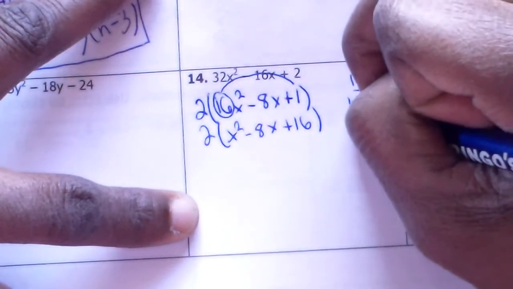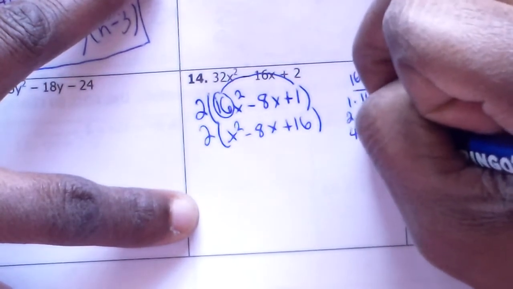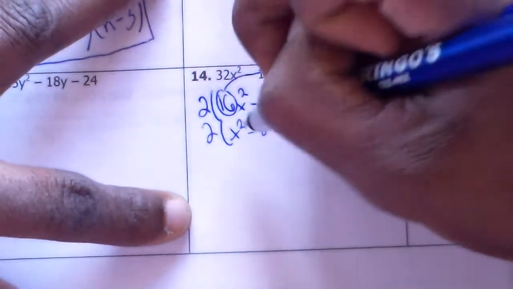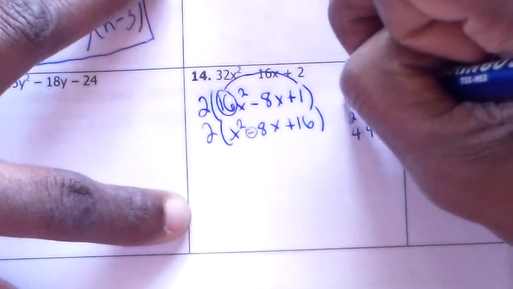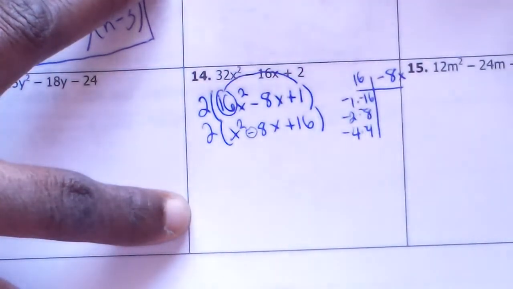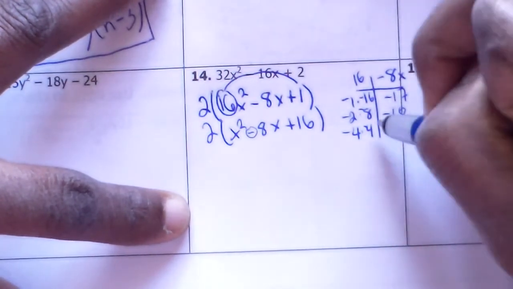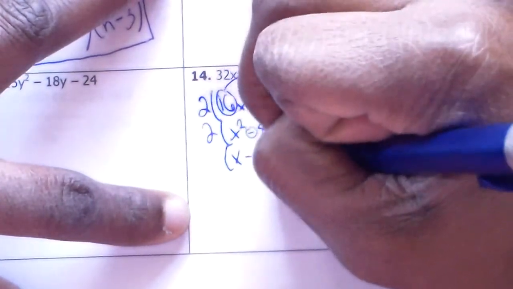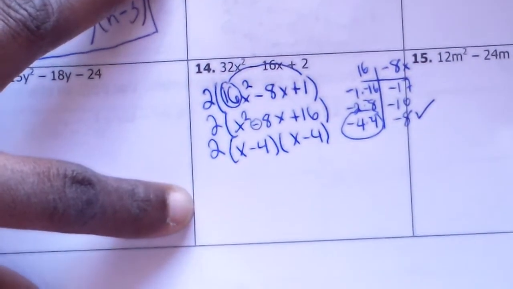We have 1 times 16, 2 times 8, 4 times 4, and that's it, right? 5 doesn't go, 6 doesn't go. That's it. First sign's a positive, so that means both of our signs are going to be negative. Negative, negative, negative, negative. Add them all up, we get negative 17, negative 10, and negative 8, of course. Those two work. So we're left with x minus 4 and x minus 4, because both of the negative 4s added up to get us negative 8. Bring down our 2. Oh, that's kind of an easy one.